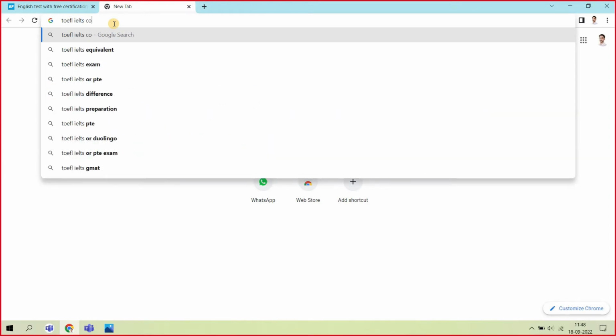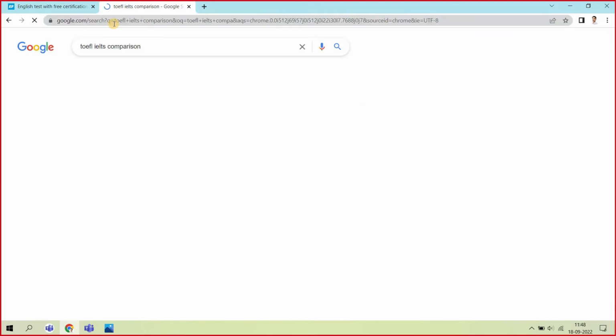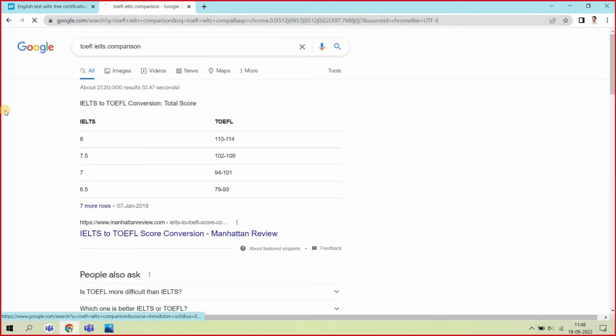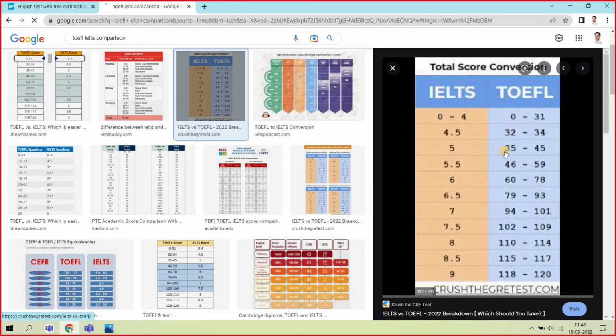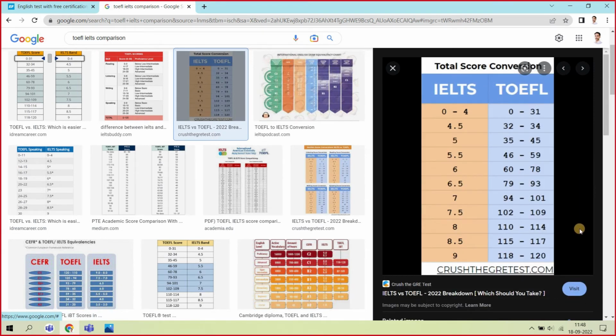So all you have to do is go to an IELTS comparison and get some chart. Okay, so this chart. You're able to see this chart. IELTS starts with 0 and TOEFL again starts with 0. So if you're between 0 to 4 band in IELTS, it means you have a score of 0 to 30. So it's only a comparison chart.